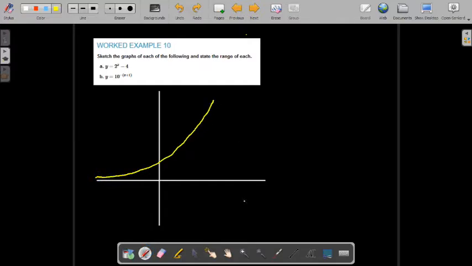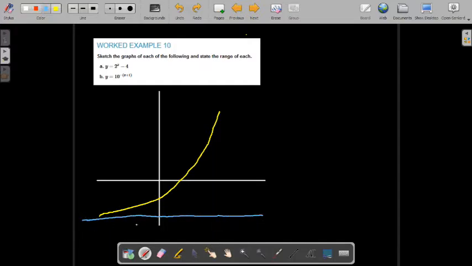Looks like that. And we're going down 4, so it means our asymptote's being moved down 4. So I've got an asymptote along here. It's not very straight, but anyway. And now, when you draw it, this is 2 to the x.